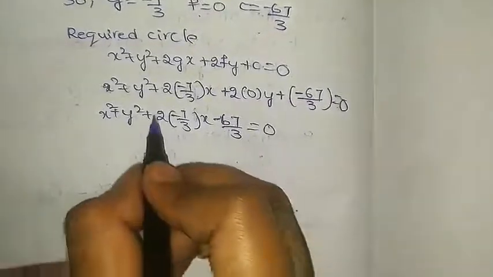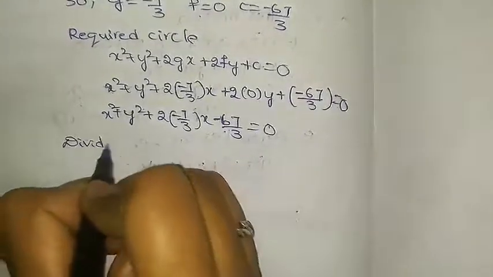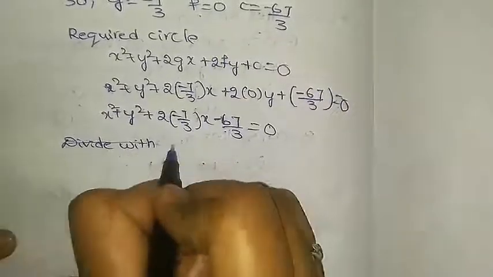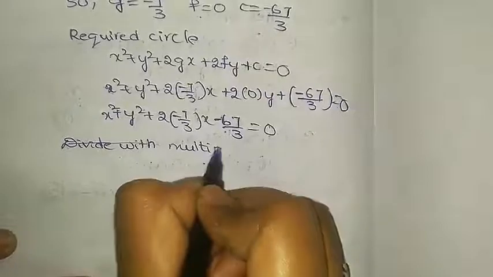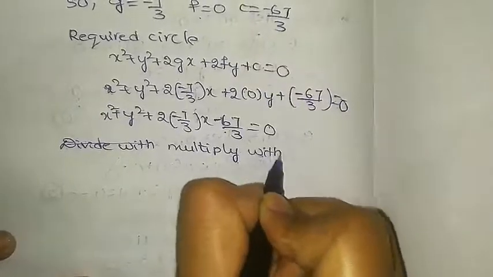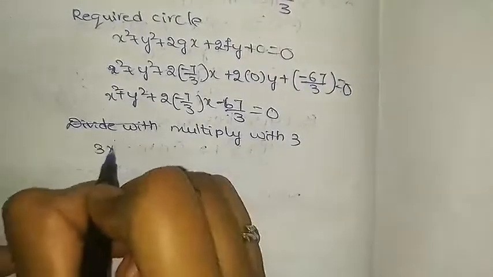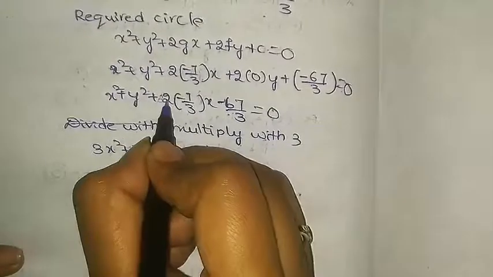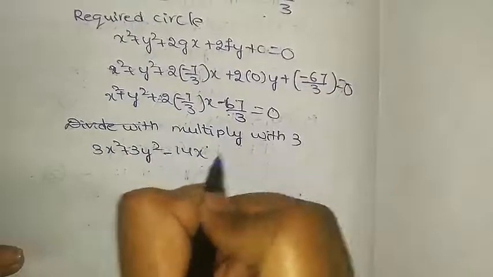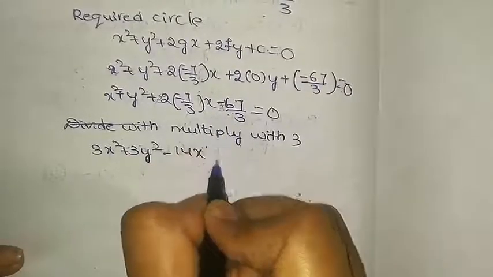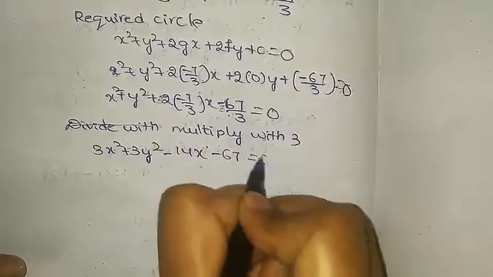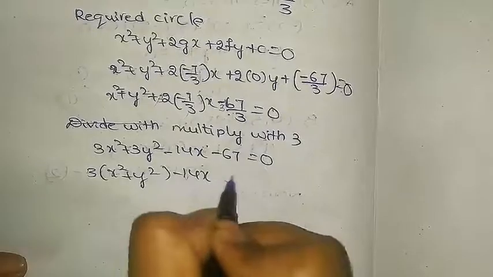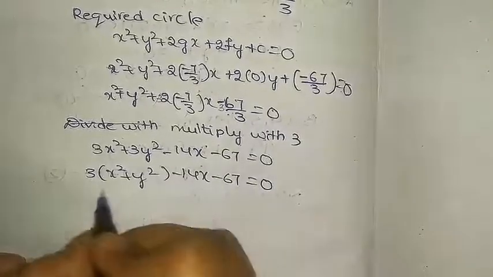Now multiply with 3. So when we multiply, 3x square, 3y square. Here the 3 cancels, so 2 sevens are minus 14x. Here also when we multiply, 3 cancels. Minus 67 equal to 0. Taking 3 common, x square plus y square minus 14x minus 67 equal to 0 is the required circle equation.